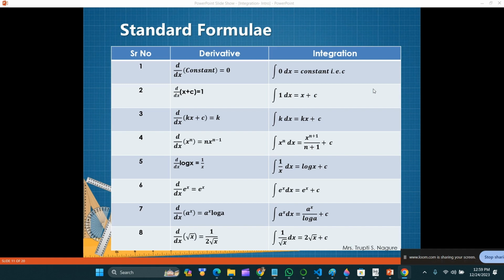Our very important formula in derivative is the derivative of a constant. What is the derivative of a constant? It will be 0. Whether the number is plus or minus, 1, 1000, 1 lakh, whatever, the derivative of a constant number is always 0. The opposite of this, what we have to do here, we have to take the integration of this function, which is equal to this. I will show.